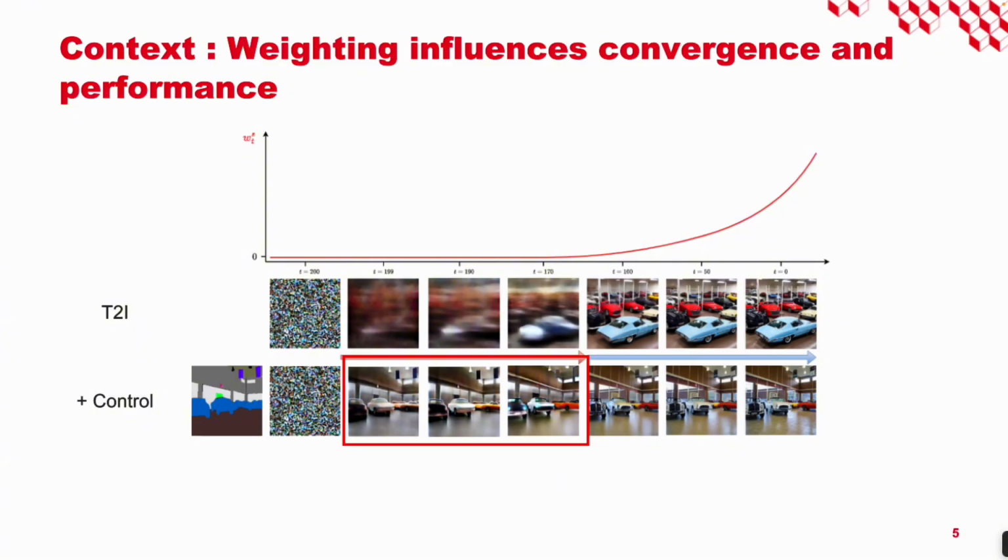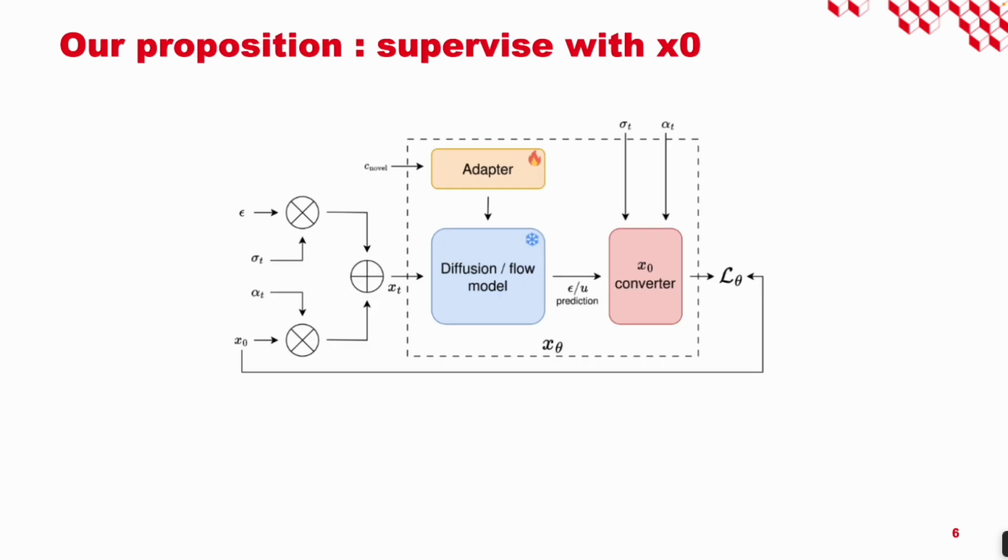In a control setting, however, we need an accurate prediction of the layouts, since later steps will only add fine-grained details. So using the same weighting pattern will no longer make sense, since it will prevent the model from learning to quickly pick the right layout. Based on these observations, we propose to supervise with the clean image. This has the effect of removing this poor weighting in the high noise region that is quite important in finding the right layout in a controlled setting.